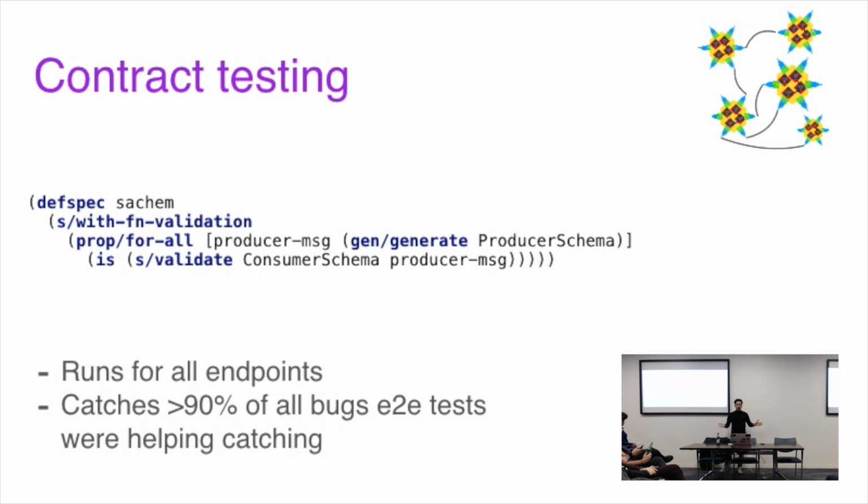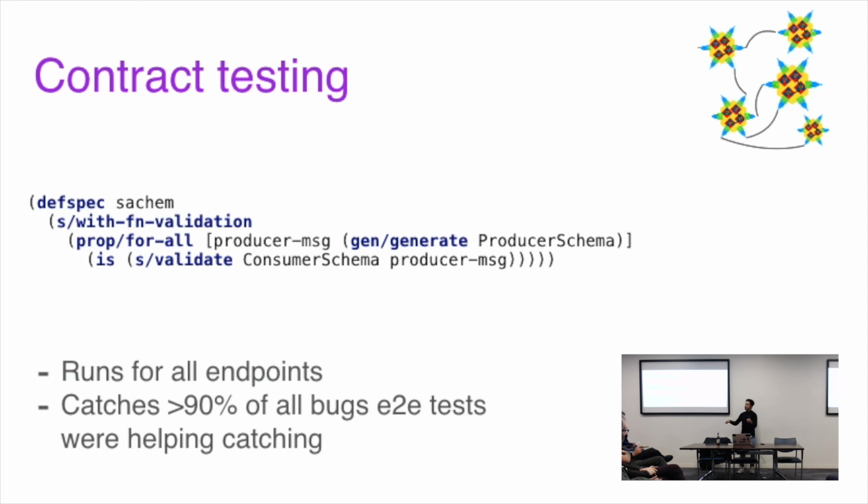But it runs for all the endpoints and catches 90% of all the bugs that E2E catches. And it doesn't take like 20 minutes to run. So it's a good thing. But we also have the other 10% of bugs that this doesn't catch. And we have production for that. There's no problem.